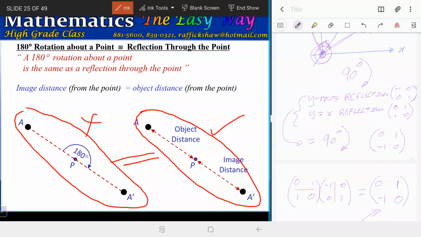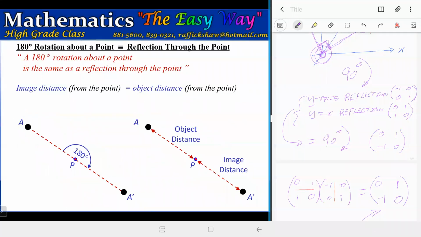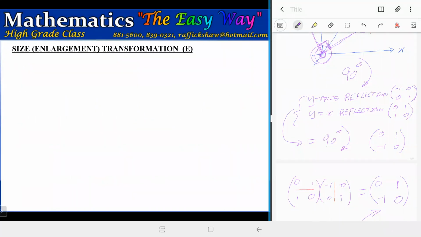Don't try to do that. That is the point, because the result is the same. But understand that we're going to see a question where we have to do a rotation of 180 degrees, and I'm saying it's easier to just reflect through the point.